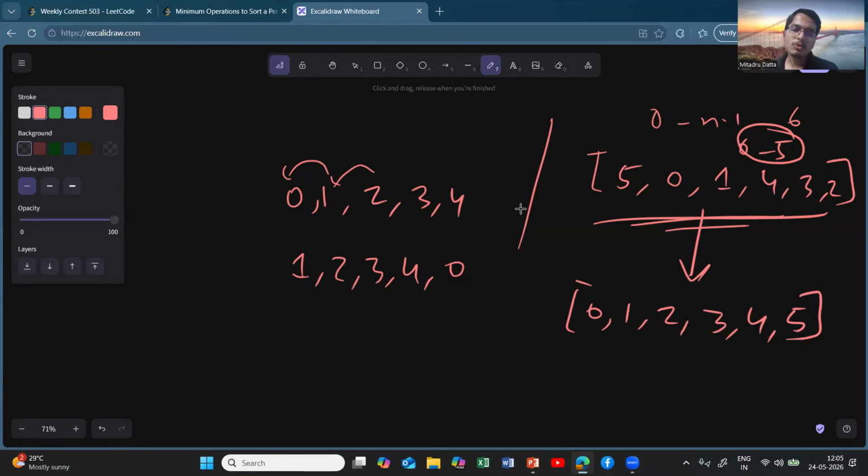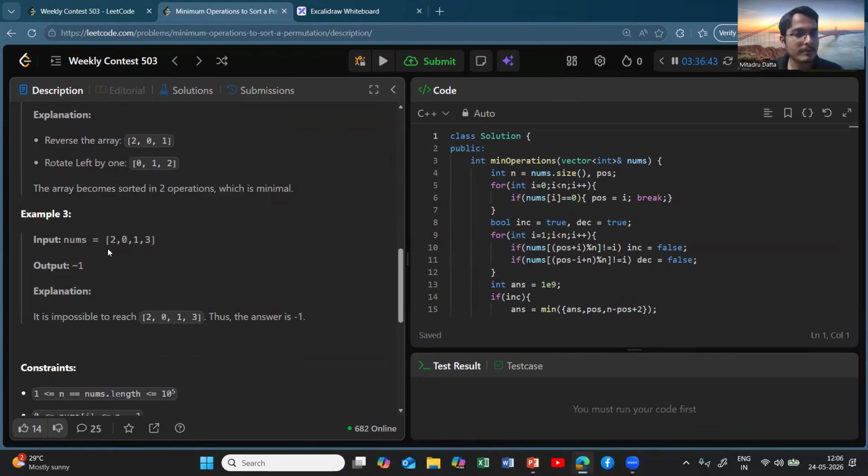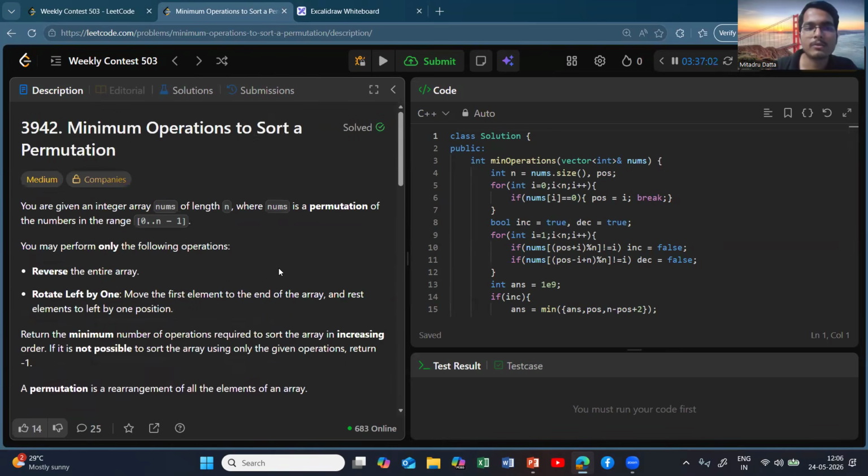Now if you notice, you need to shift the relative elements of the array. Okay, you can only reverse it or you can shift. You cannot swap some elements, so you cannot just say that I will swap 1 and 4. That cannot happen. So this also shows that not always it will be possible to sort. So for this example, 2 0 1 3, no matter how many reversals you do or how many shifts you do, you cannot sort this array into 0 1 2 3. So that's why the output will be -1. Otherwise you need to tell what is the minimum number of operations you need to sort the array.